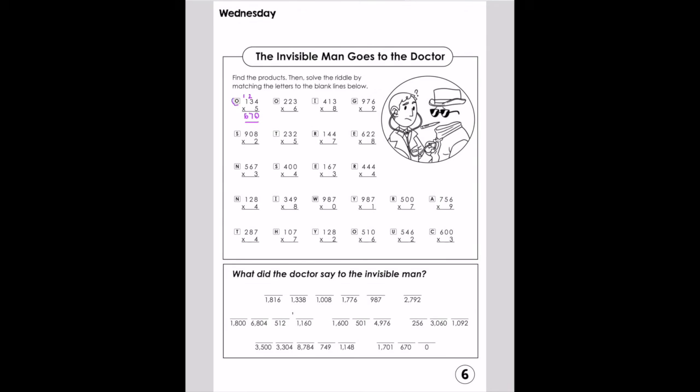And we have the letter O. So that means we have to look for the product down here in this box. Okay, so 670, it is right here. So on this line, we would have the letter O. Okay, so you're going to do that for each of these questions, and in the end, you're going to find out the answer to the riddle.